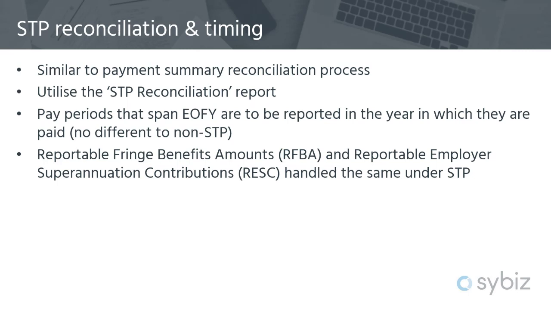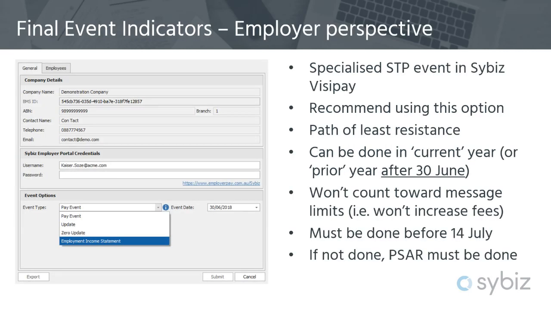And your reportable fringe benefits, including the 57A and your reportable employer super contributions, that's handled the same way under STP. So that can either be handled through an edit to the employee's record or through payroll processing. So that's exactly the same as it is under the payment summary reporting process.